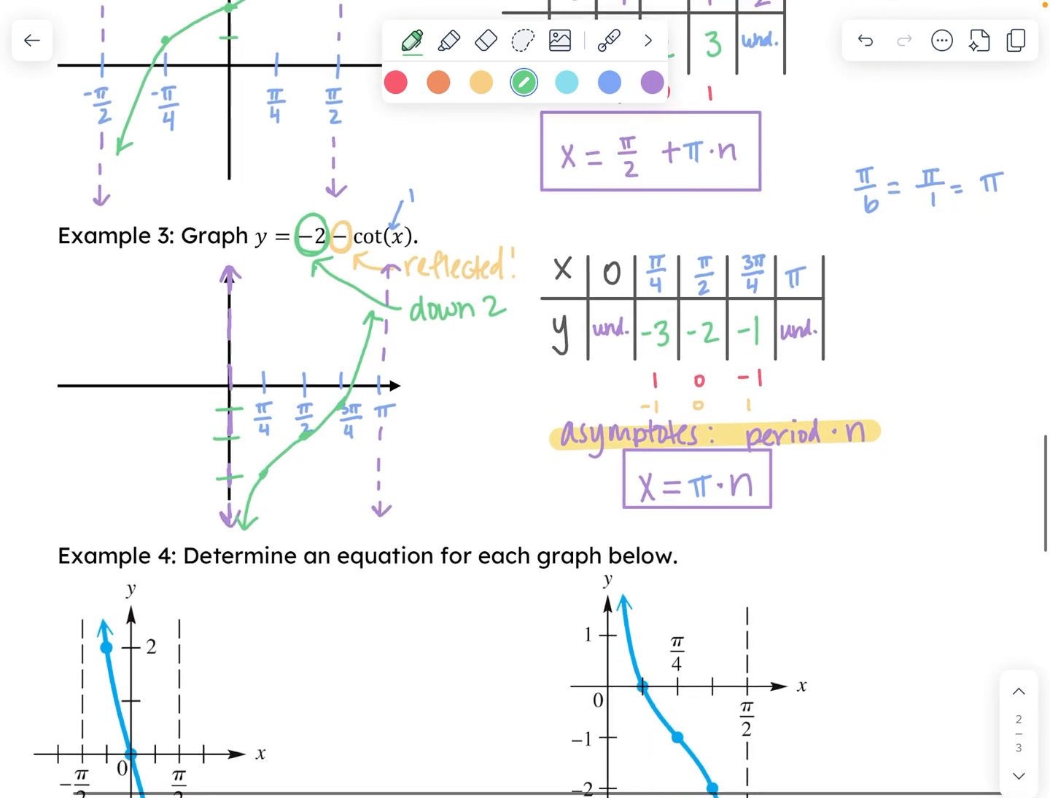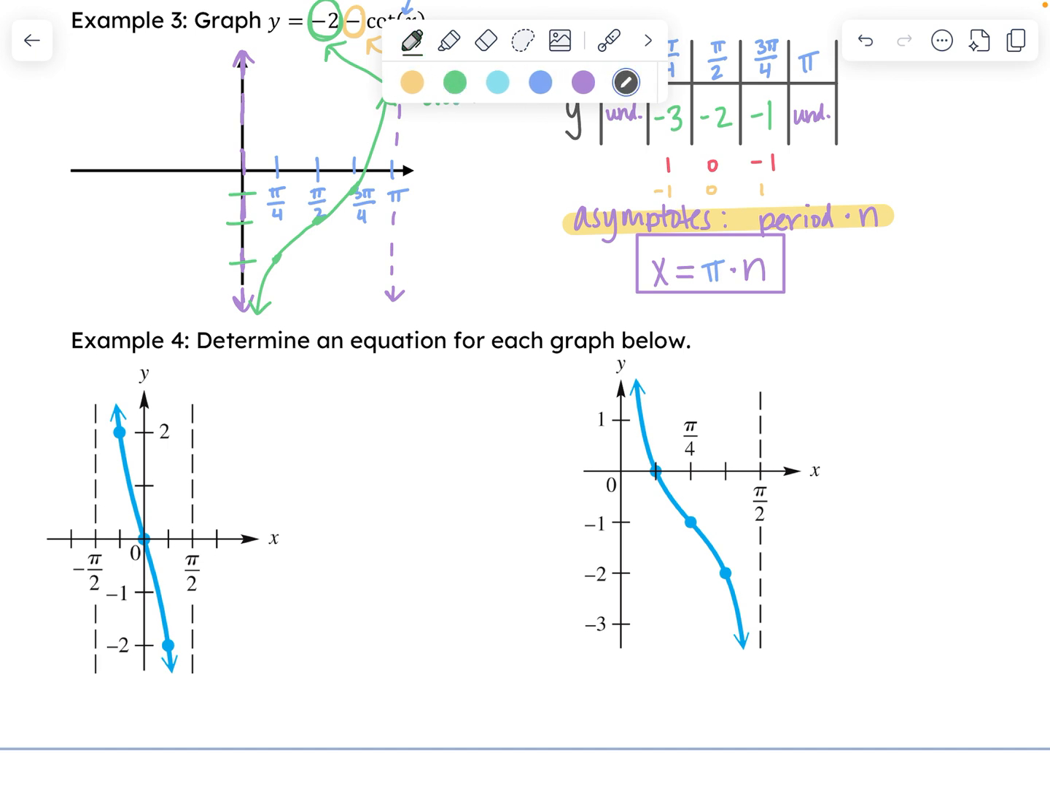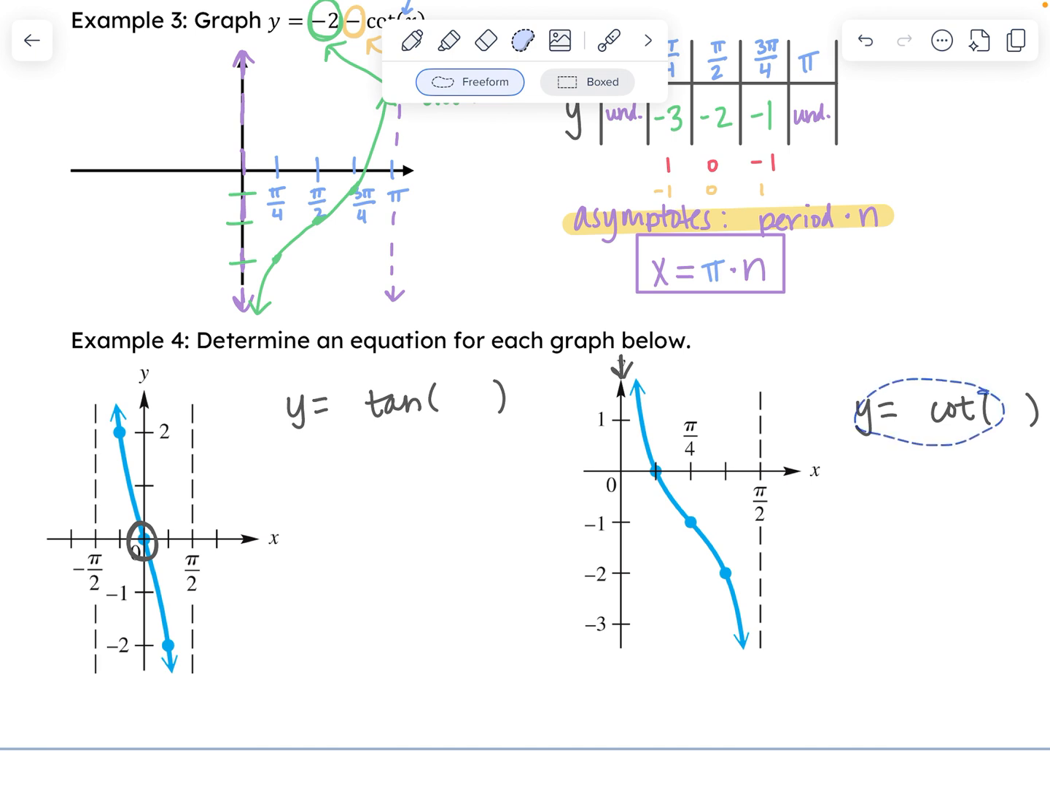Then my last two, they determine an equation for each graph below. So you need to figure out if it is a tangent or a cotangent. Where your asymptotes are, where you're centered, is going to be the dead giveaway of which one you're going to use. So if I'm looking at this right here, because I have a point at 0, 0, that's a dead giveaway that it's a tangent. In this one, because my asymptote is going up and down, that's a dead giveaway that it's a cotangent. Remember, for our class, we are not looking at our horizontal translations or shifts left and right.